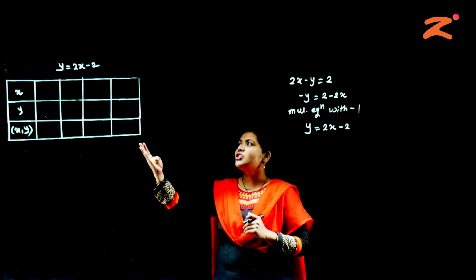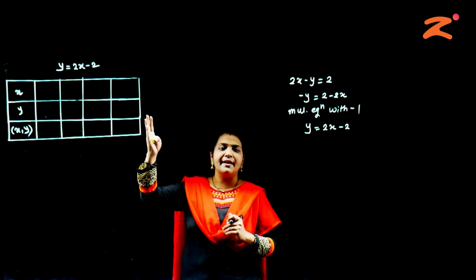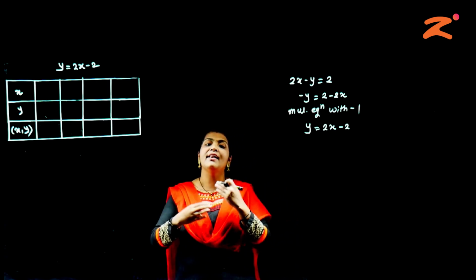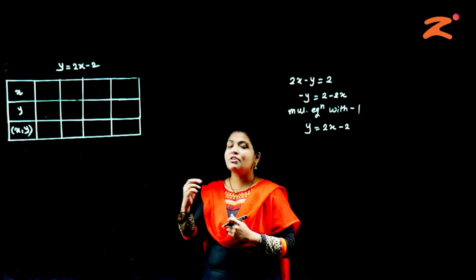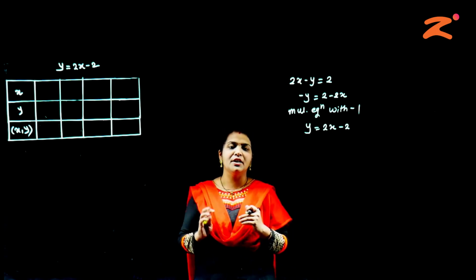Here I have drawn a table on this side. What is this? y equals 2x minus 2. Here in this equation we are going to put different values of x. आपल्याला ह्या इक्वेशन मध्ये x च्या वेगळ्या व्हॅल्यूज घ्यायच्या आहेत. अगदी तुम्हाला हव्या त्या व्हॅल्यू तुम्ही घेऊ शकता.